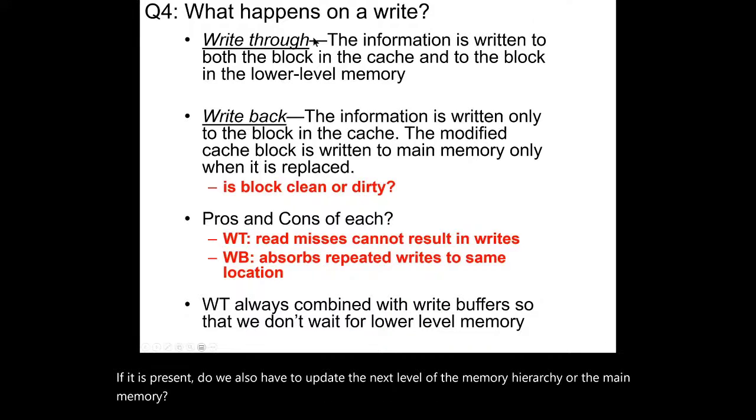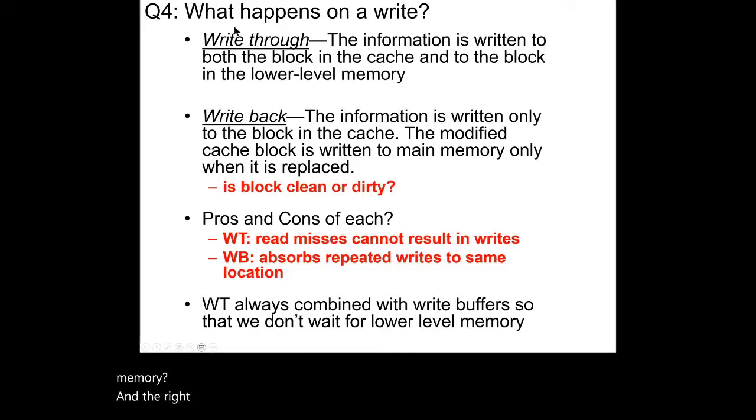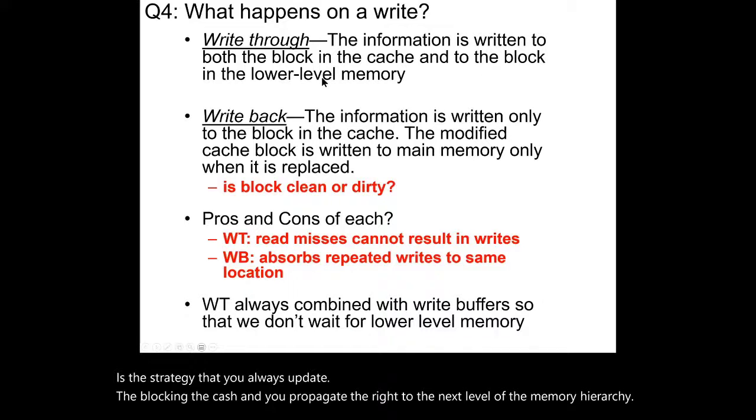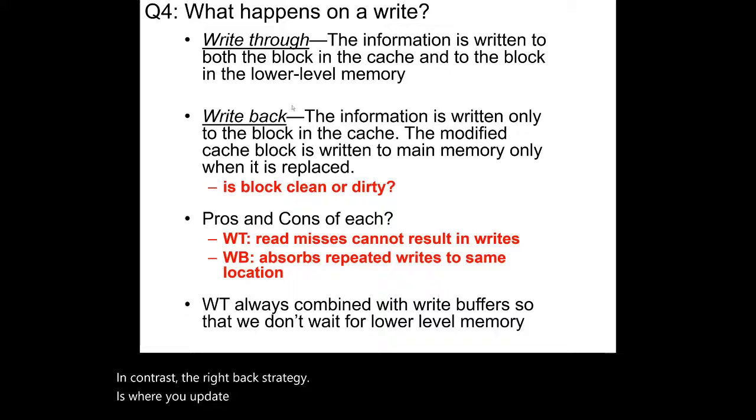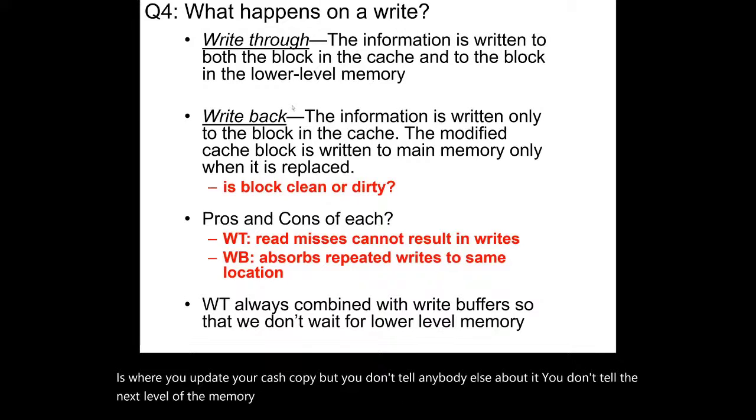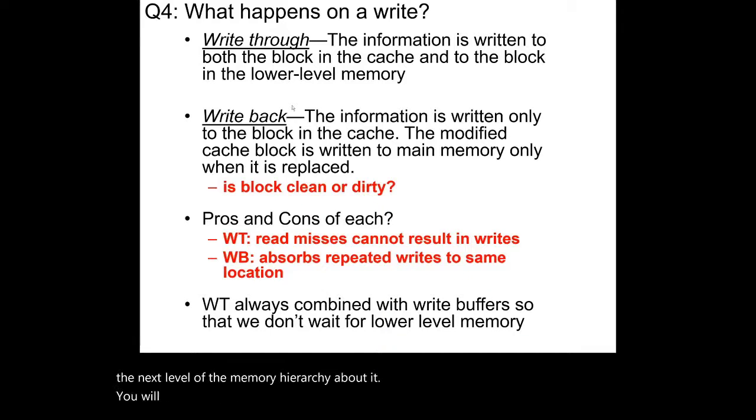And the write-through strategy, WT, is the strategy where you always update both the block in the cache and you propagate the write to the next level of the memory hierarchy. In contrast, the write-back strategy is where you update your cached copy, but you don't tell anybody else about it. You don't tell the next level of the memory hierarchy about it. You will eventually have to propagate that write to main memory.